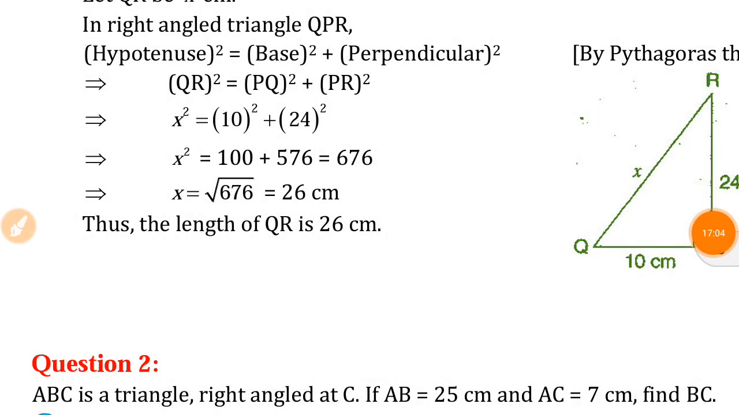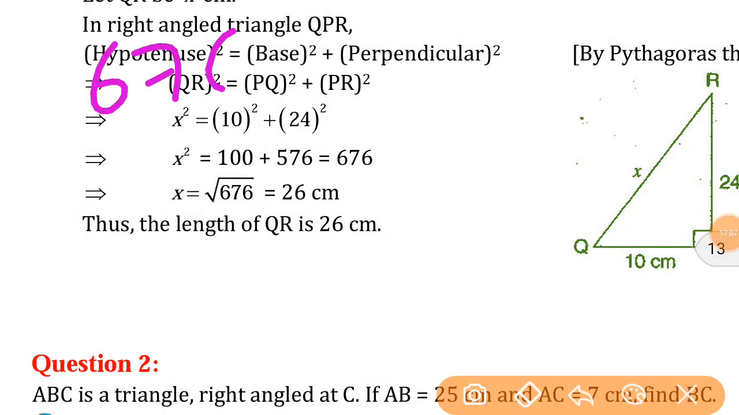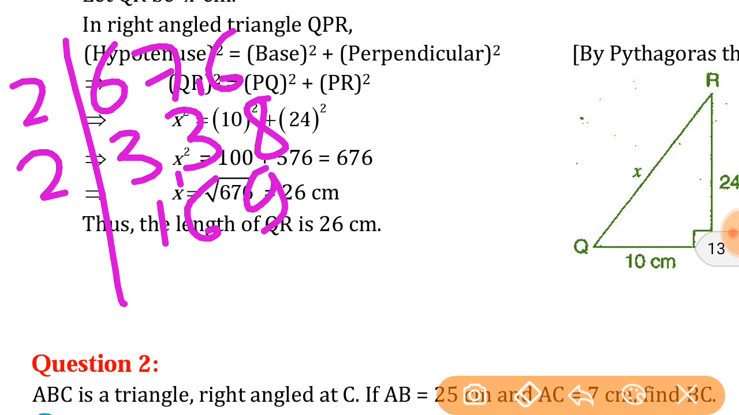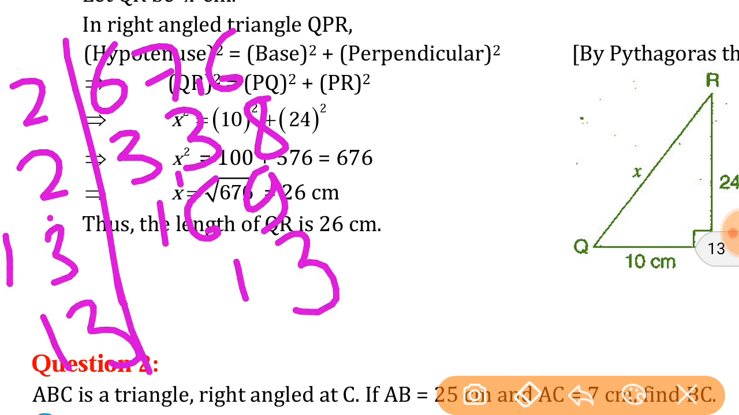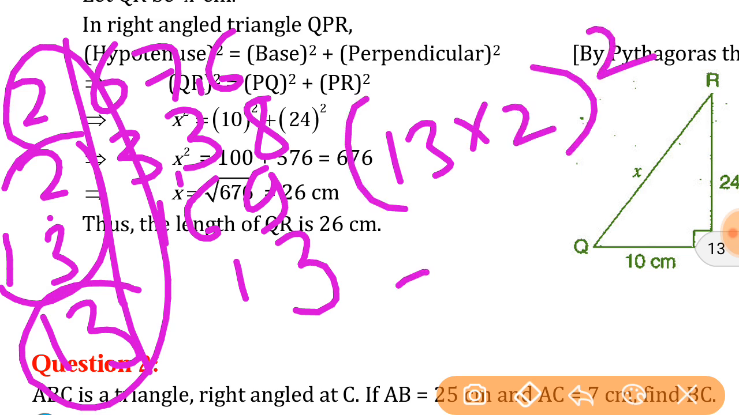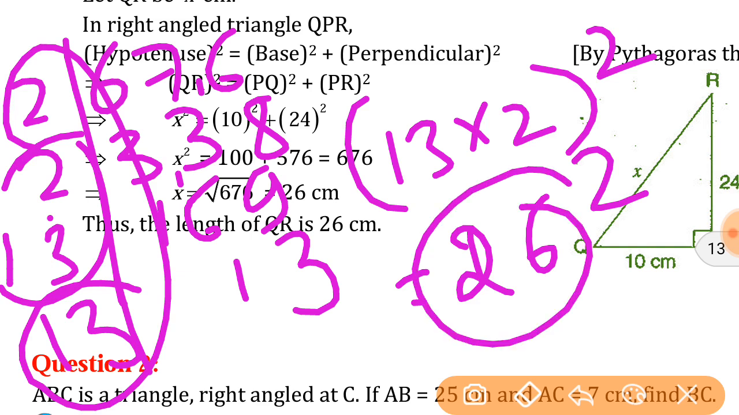Once again I'll show. 676. Okay. 2 3s are 6, 2 3s are 6, 1 remains. 16, 2 8s are 16, again 2 1s, 1 remains. 12, 2 6s are 12. Then 9s are 18. So it is 13, 13s are 169. Again 13 into 13. See, pair it into 2 pairs. 13 into 2, 13 into 2. So 13 twos are 26 square. So x square is like this, how we find the value of x.